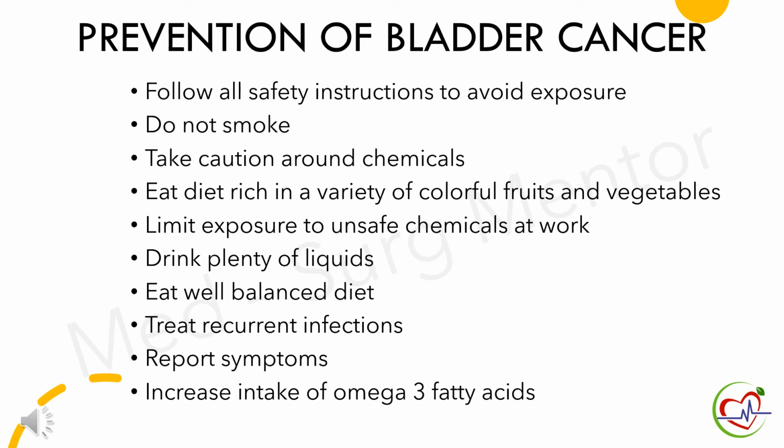Preventive measures of bladder cancer are: follow all safety instructions to avoid exposure to harmful chemicals. Do not smoke. Take caution around chemicals. Eat a diet rich in a variety of colorful fruits and vegetables. Limit exposure to unsafe chemicals at work. Drink plenty of liquids. Eat a well-balanced diet. Treat recurrent infections. Report symptoms. And increase intake of omega-3 fatty acids.